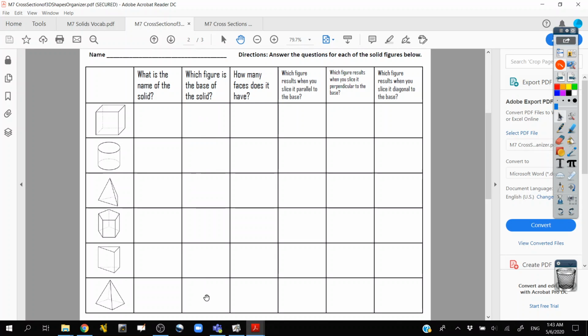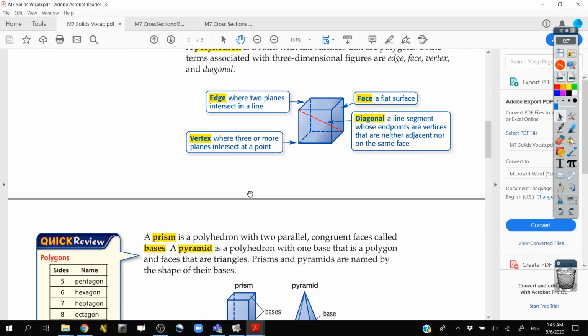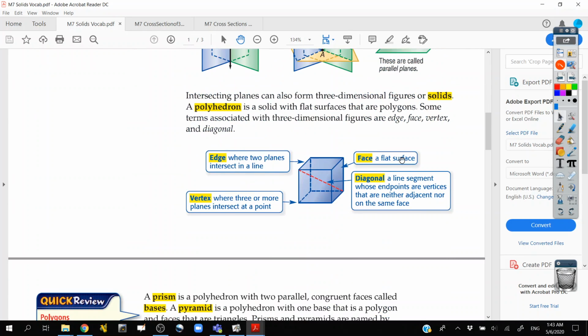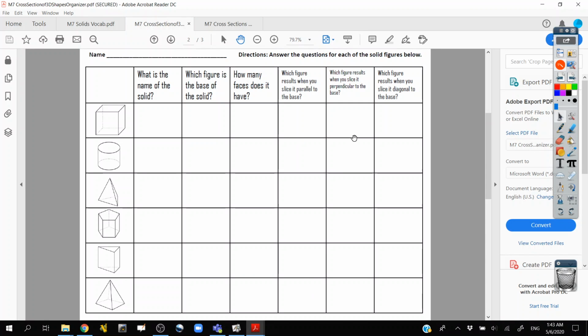Those are two-dimensional figures. How many faces does it have? Again, we have vocab back here. If you're unsure about faces, a face is a flat surface on here. So you can go through and answer those questions.